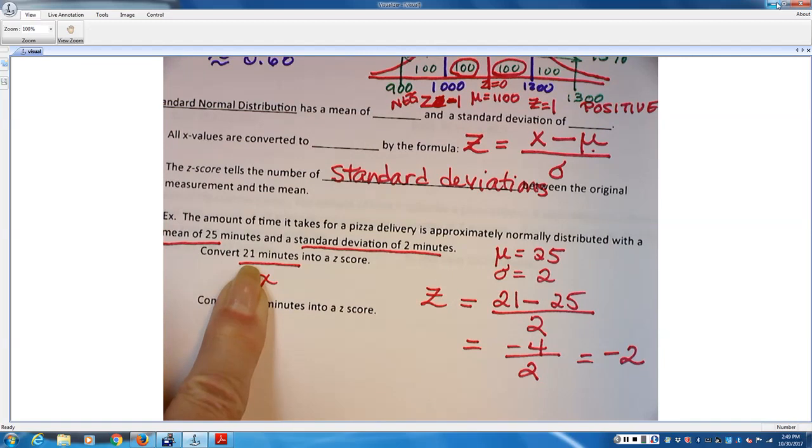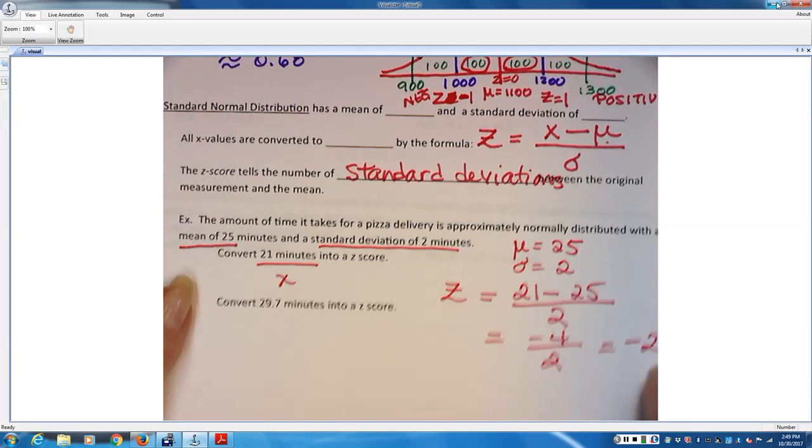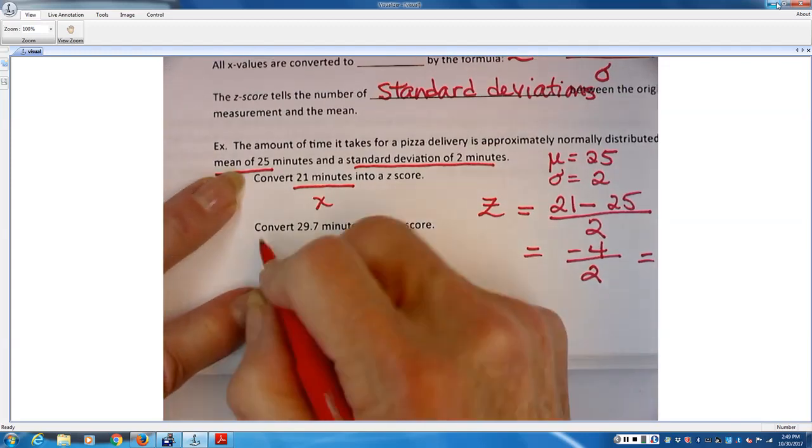In other words, those people are slow. They're bordering on getting fired because that's pretty far away from the mean. Below the mean, you know it's going to be a negative. That's exactly right. Okay? If it's 29.7 minutes, this is the last one we're going to do.